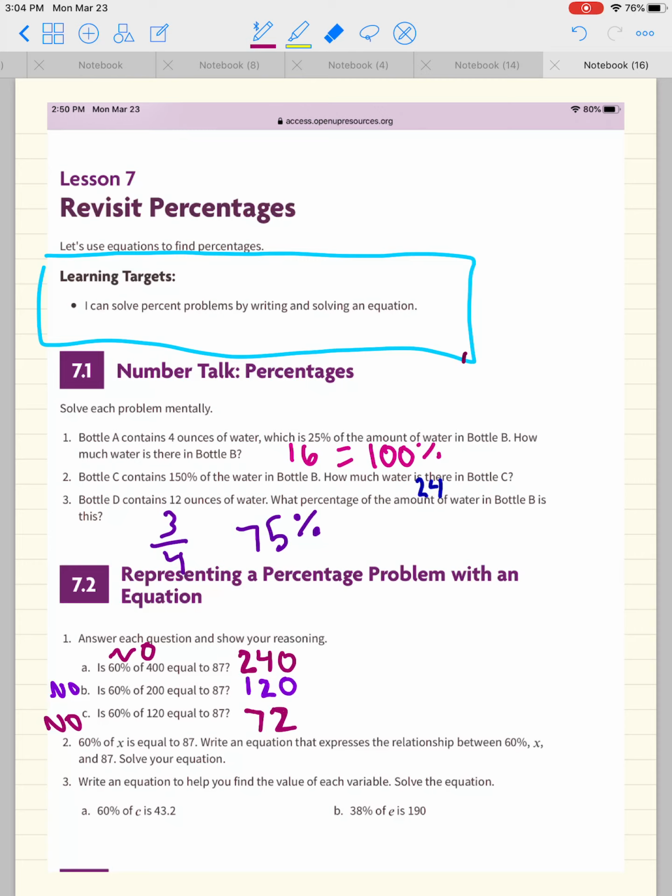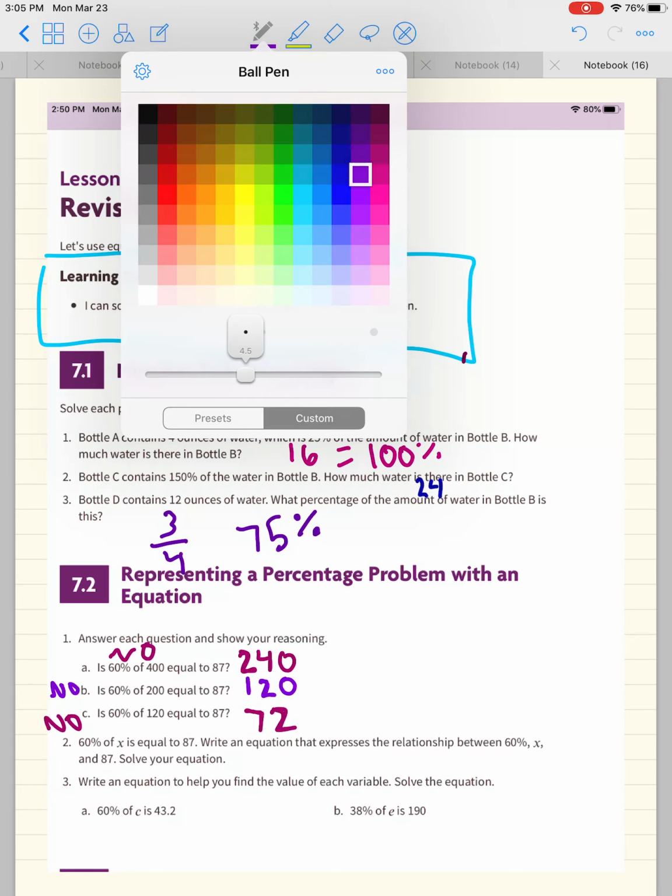Let's see. Number 2, 60% of x is equal to 87. Write an equation that expresses the relationship between 60% x and 87. Okay, if you're feeling up to the challenge, pause the video and try this on your own.